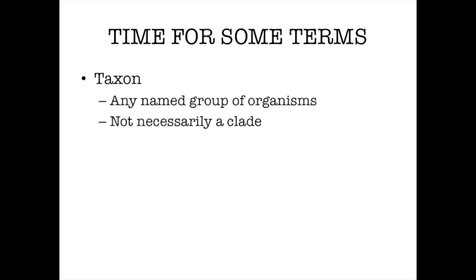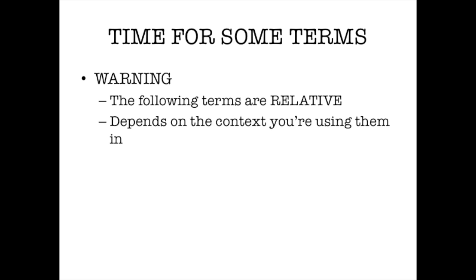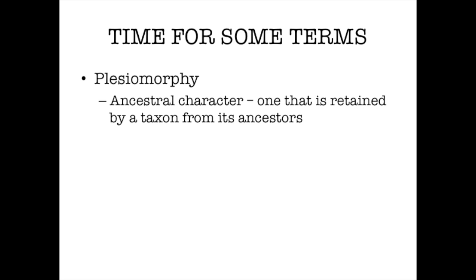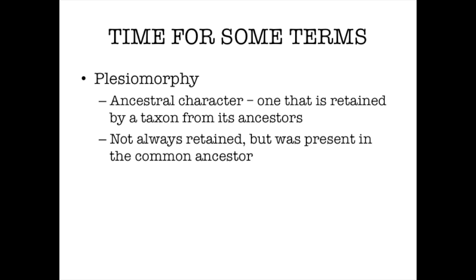Now, a taxon is a named group of organisms. It might not actually be a clade, but a clade is an actual evolutionary thing. Warning, the following terms are relative. Depends on the context you're using them in. A plesiomorphy in one context might be a synapomorphy in another. Let's move on. A plesiomorphy is an ancestral character, one that is retained by a taxon from its ancestors. Not all members of a clade might still have this character, but it was present in the common ancestor.